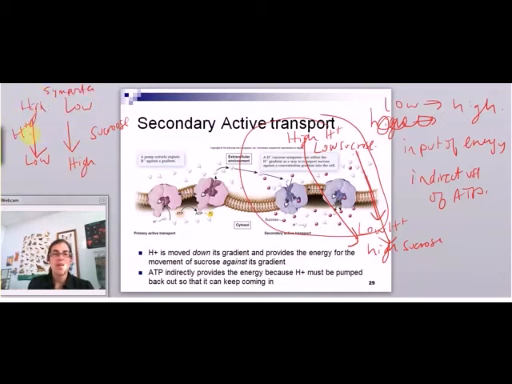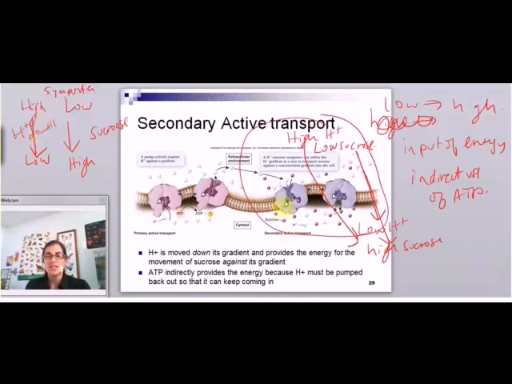So remember I said imagine going down the gradient is going downhill, right? This will happen on its own. The sucrose is just going to catch a ride with it. Because this wants to happen, if you will, the sucrose can just catch a ride with it and move this direction, even though it would normally be uphill for it. So it's having to use energy, but the energy is coming from the hydrogen ion going downhill. So that's an indirect use of energy, but still having to use it.